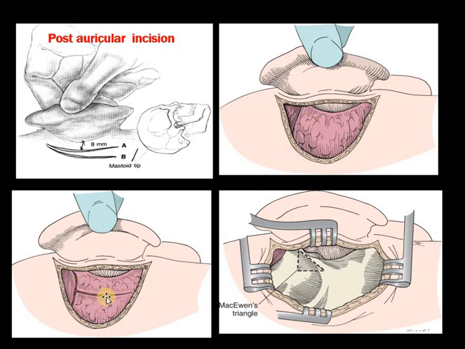Then this is the incision made in the periosteum. This is the periosteum. Incision is made here. The periosteum is separated, and we identify the McEwen's triangle. This is the McEwen's triangle. Then we dissect here to find out the mastoid antrum, which lies around 1.5 centimeters deeper in adults.